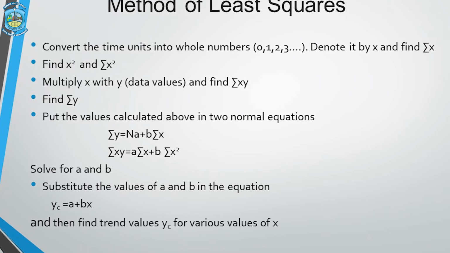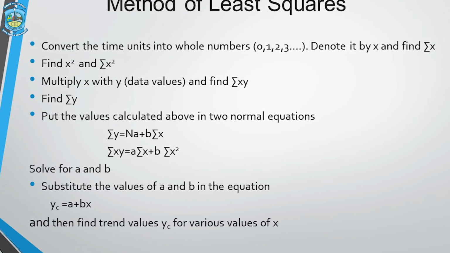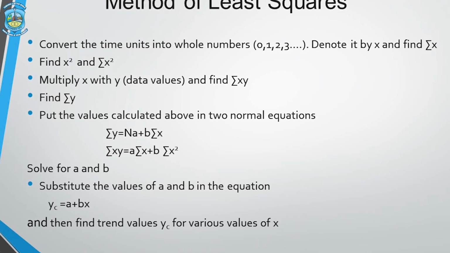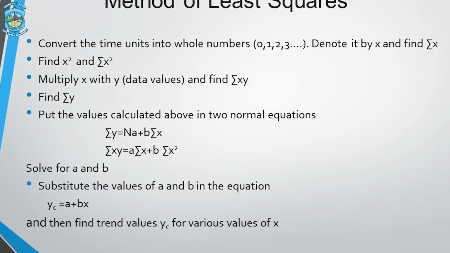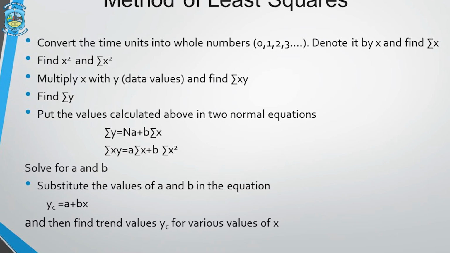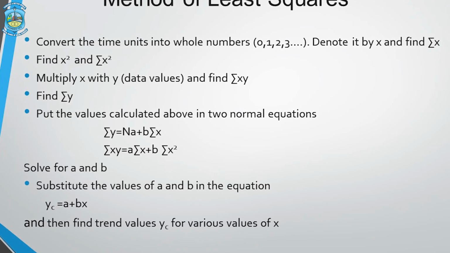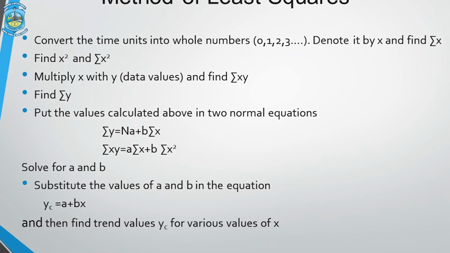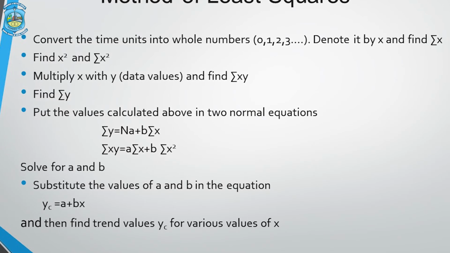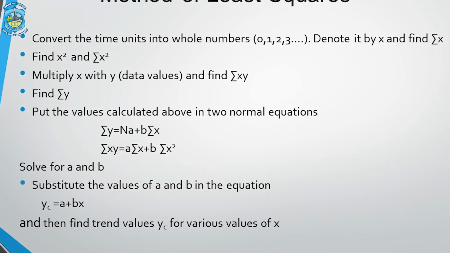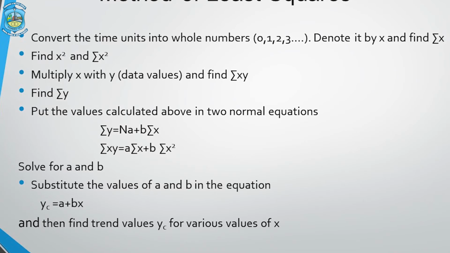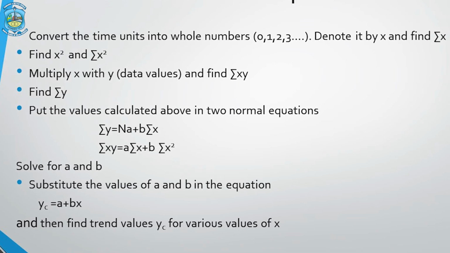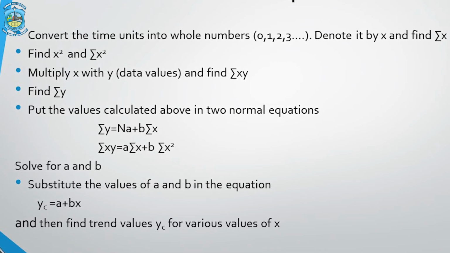We also find summation y, and then the values calculated above are going to be put in two normal equations, which are summation y is equal to na plus b summation x, summation xy is equal to a summation x plus b summation x square. These two equations are going to be solved for a and b. The values of a and b are then going to be substituted in the equation yc is equal to a plus bx, and then we find trend values yc for various values of x.